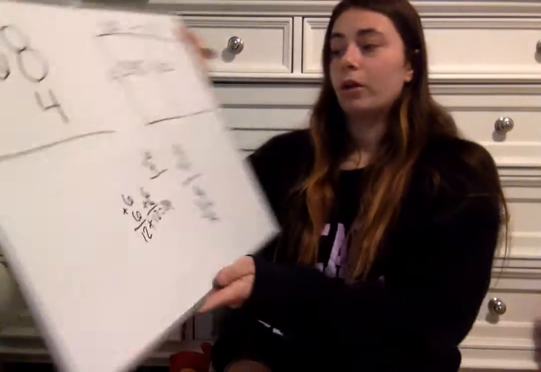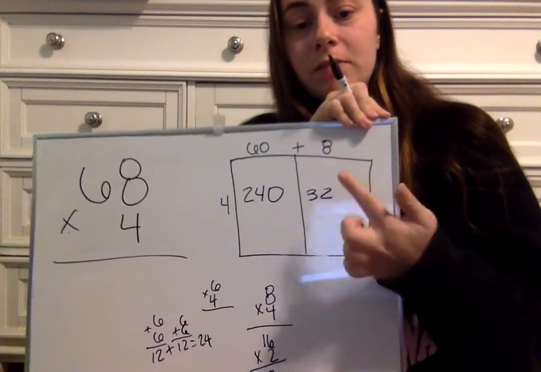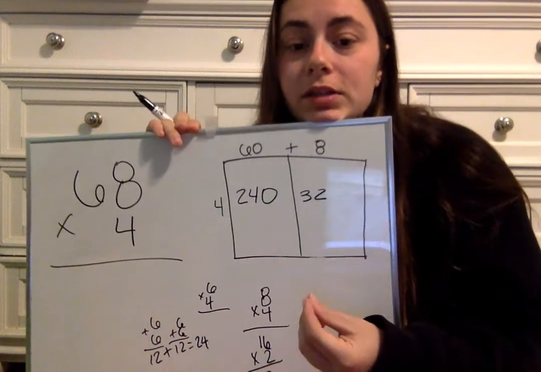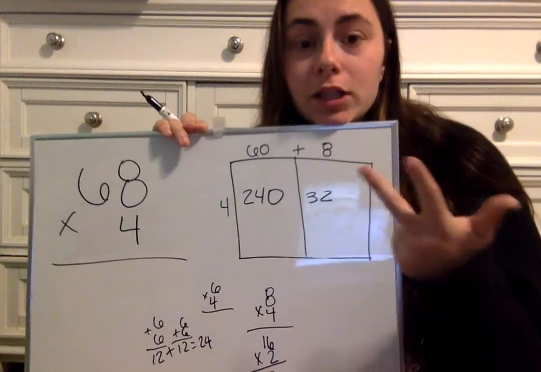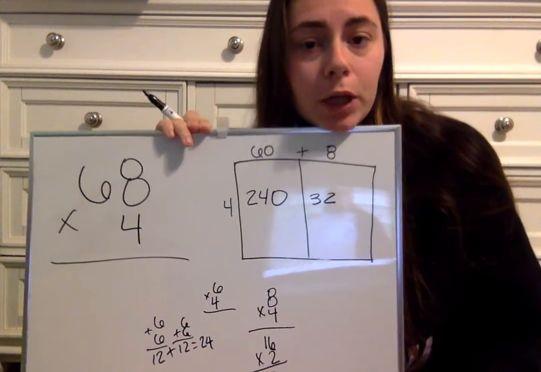So 8 times 4 is 32. Now, I want you to think about this. Now that I've drawn my area model, and I've got my 4 times 60 and my 4 times 8, we're supposed to do what with these? Are we going to add them together? Are we going to multiply them again? Are we going to subtract them from each other? Are we going to somehow divide them? What are we going to do?